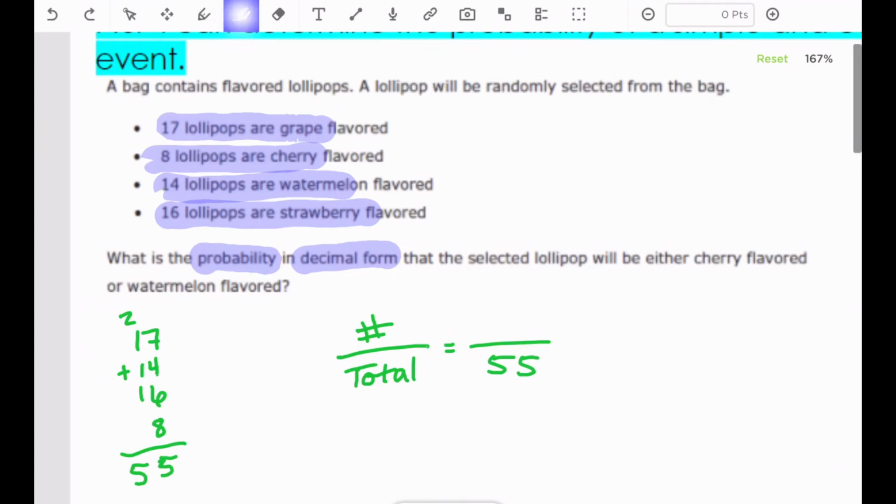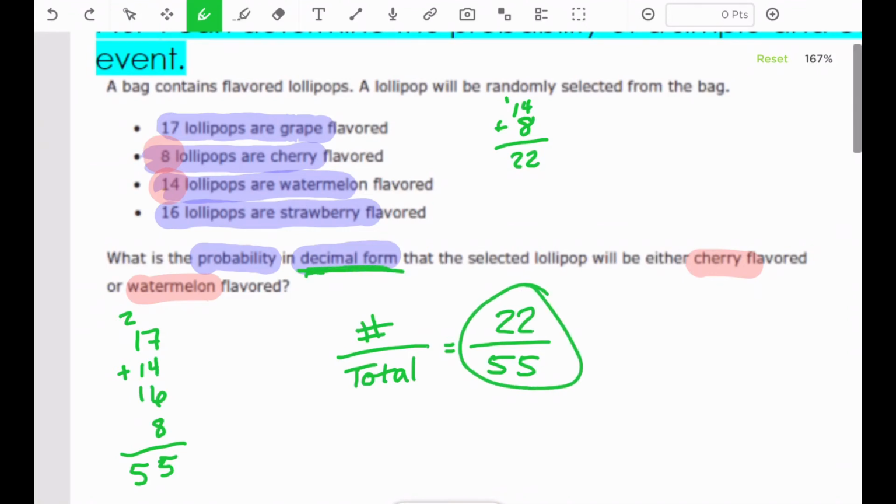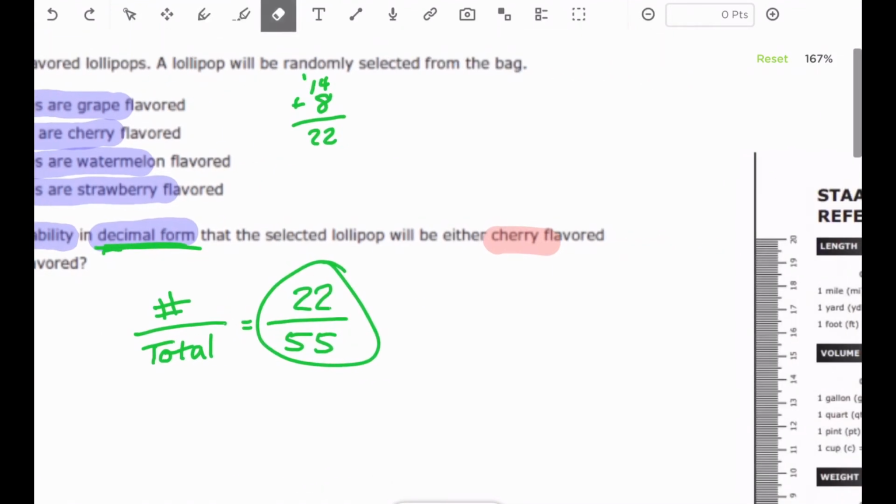Now, they wanted me to find the ones that were cherry or watermelon. So here is my watermelon, and here is my cherry. Let me add those two up together. 8 plus 14 gives me a total of 22, because I carried the 1, right? Okay, 22. So I have 22 over 55. But don't forget, they don't want my answer in a fraction. They want it in decimal form. So let's go ahead and divide these numbers.